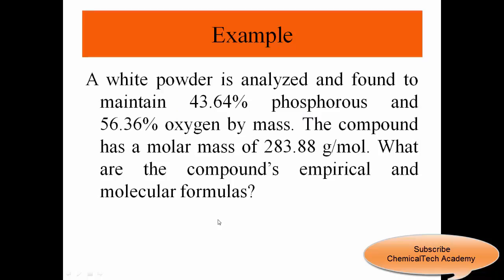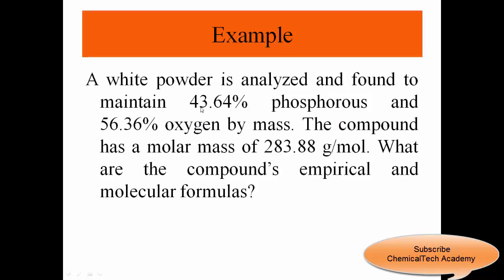Let's have another example. A white powder is analyzed and found to contain 43.64% phosphorus and 56.36% oxygen by mass. The compound has a molecular mass of 283.88 gram per mole. What are the compound's empirical and molecular formulas? So first of all, we need to find the empirical formula, and based on that ratio, we can estimate the molecular formula.